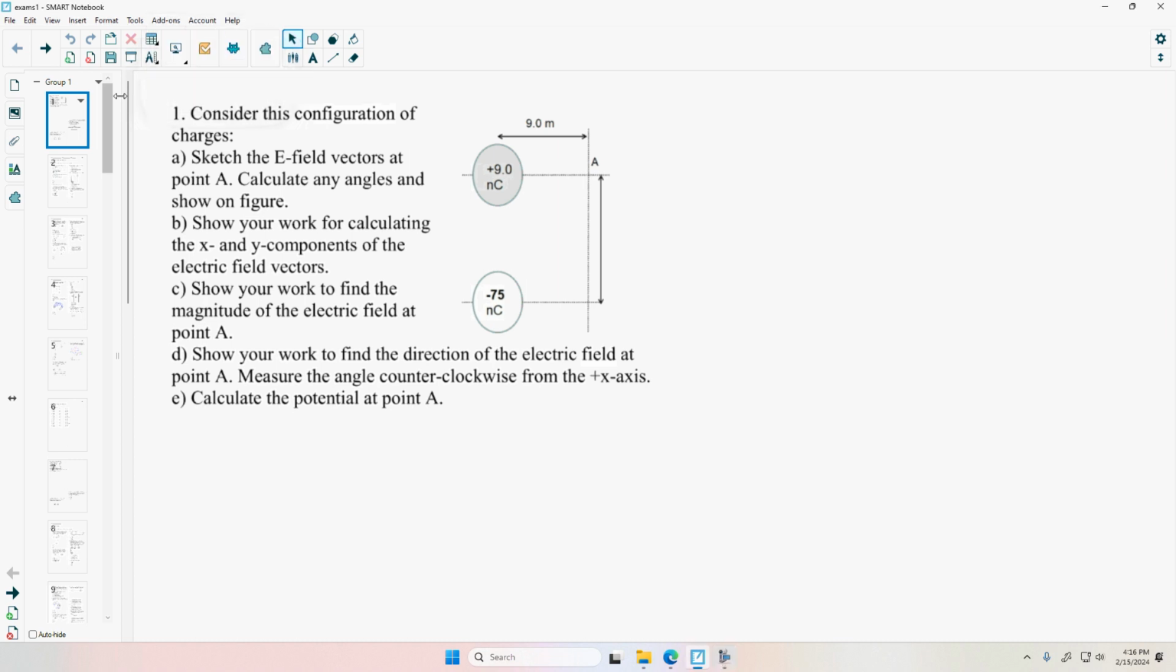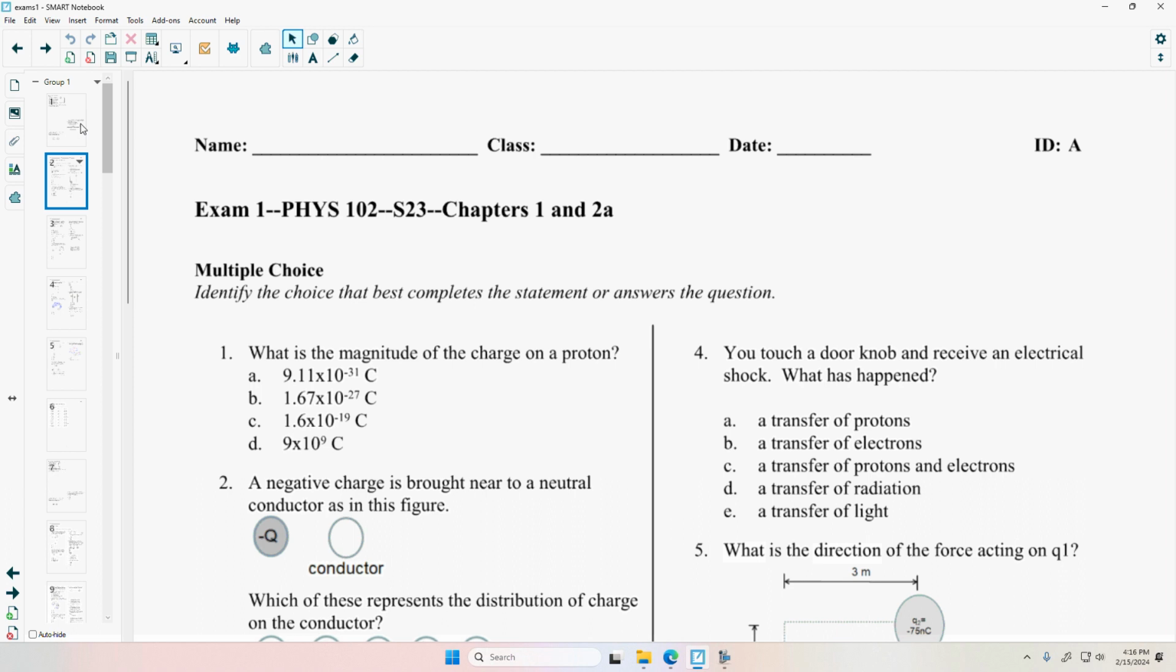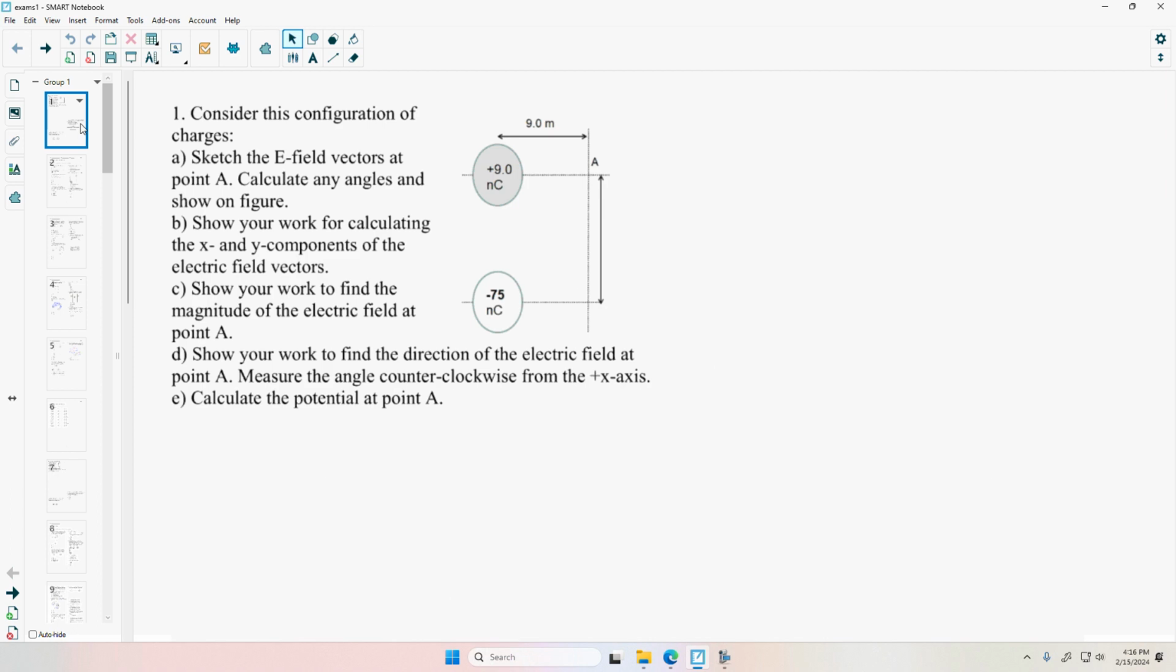This is last year's exam for chapter 1. In fact, your exam will look a lot like this exam. For the free response, I basically just copied and pasted these 3 questions, and I just changed the figures and changed the numbers. So it's almost identical to this. It's just the numbers will be different.